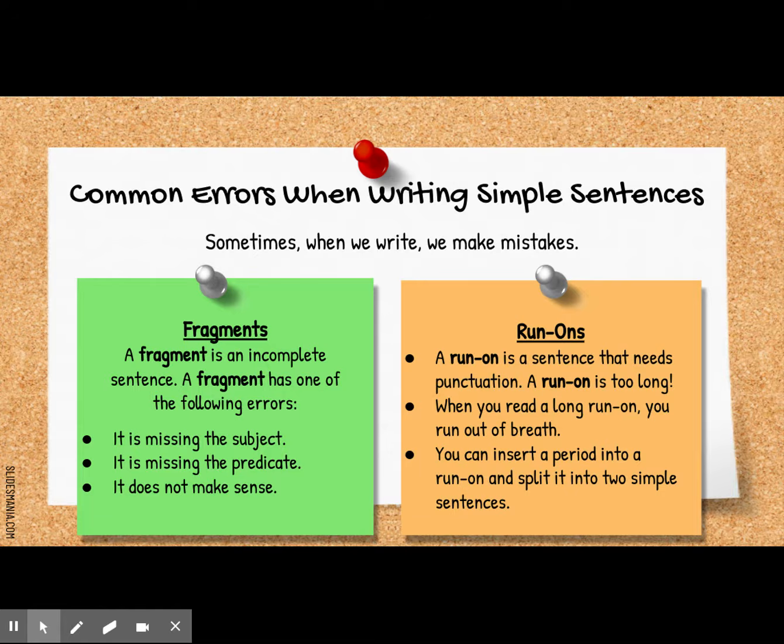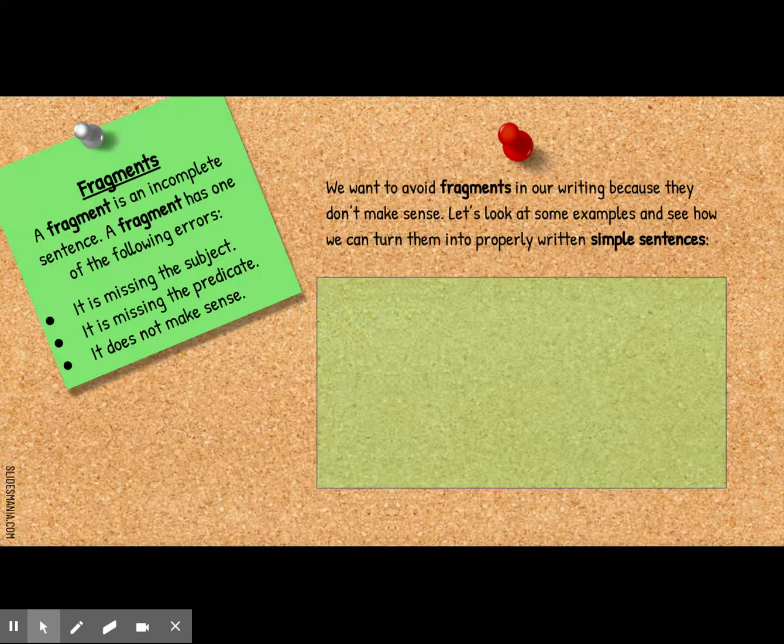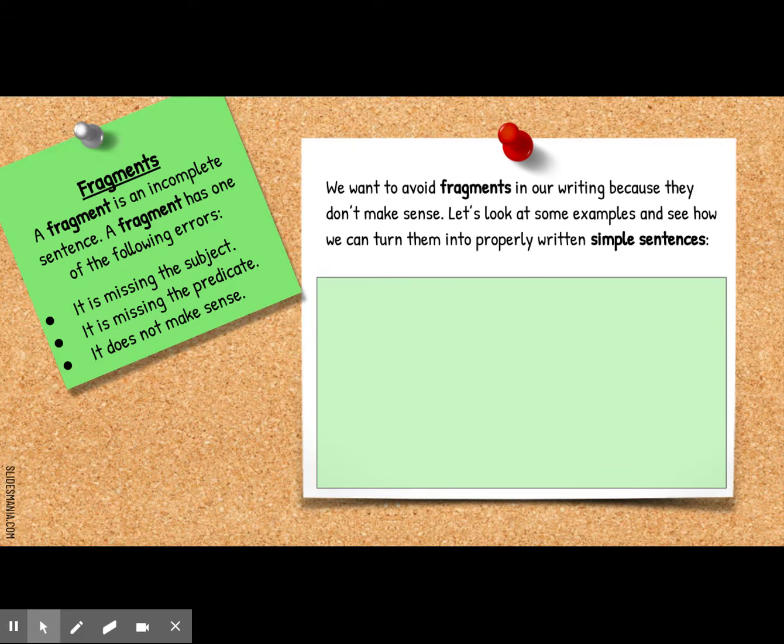A run-on is a sentence that needs punctuation. A run-on is too long, so when you read it, you run out of breath. You can tell when you've written a run-on because you can insert punctuation, like a period, and split the run-on into 2 or more simple sentences. We want to avoid fragments in our writing because they don't make sense. So let's look at some examples and see how we can turn them into properly written simple sentences.